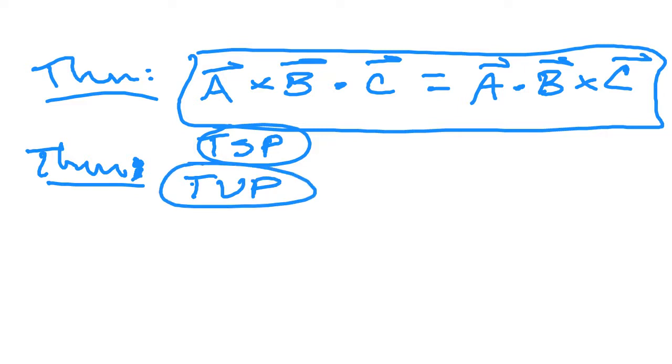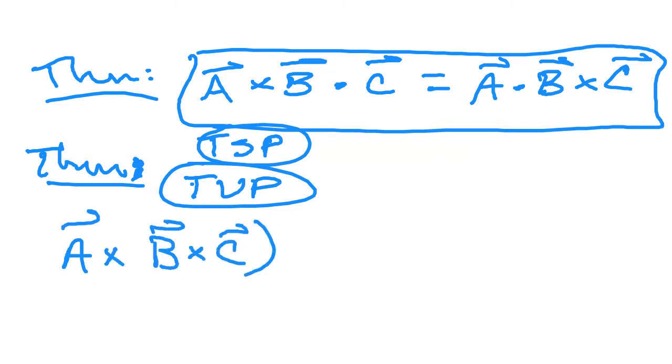So this says that A vector cross the quantity B vector cross C vector. Here I do need parentheses. On the triple scalar, I didn't because I have to do the cross product first, otherwise you have a scalar and you can't take the cross product. So on this one I am going to need parentheses.